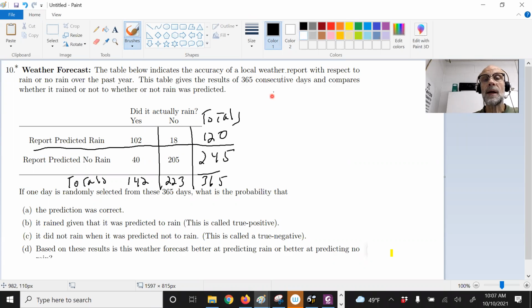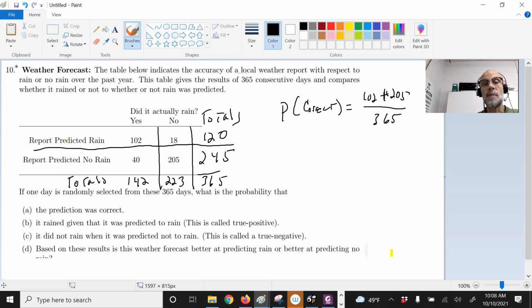So the probability that the report was correct is equal to 102 plus 205, all divided by 365. Whatever that answer is. And of course, you get the answers in the back of the book, you can look that up. I'm not going to finish calculating that.